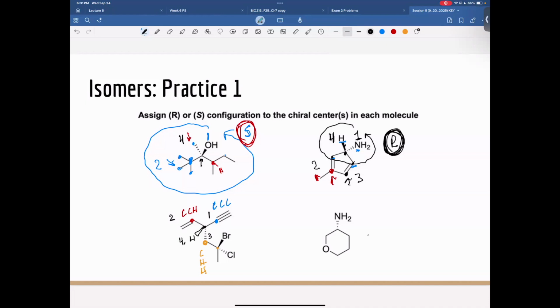So we see that the lowest priority group is on the wedge. So what we do is assign R/S the way it is. So with the way this is, it goes that way. So this is S. And then because we know that the hydrogen is on the wedge, we convert that to R. So this stereo center right here is R. All right.